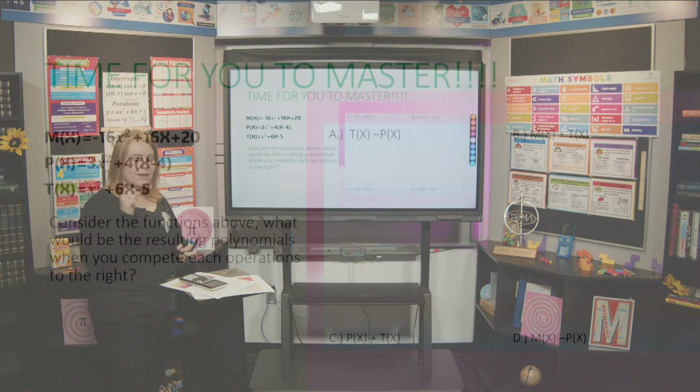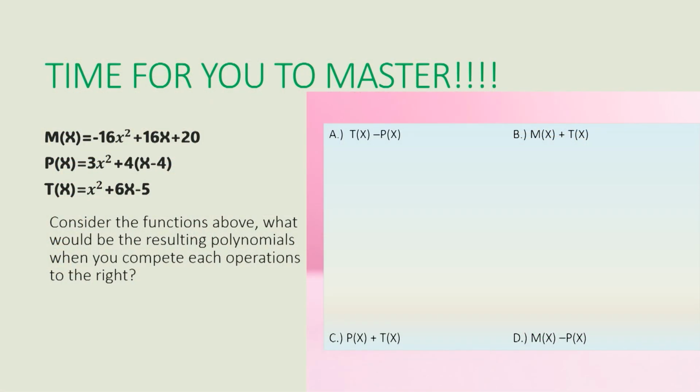All right, now it's time for you to master. Let's see what we can do with what we've learned. It says, I have m of x, p of x, and t of x. Consider the functions above. What would be the resulting polynomials when you complete each operation to the right? I'm going to tell you now to pause the video, work independently or with your partner, making sure you are writing all of those answers down so we know exactly what they are.